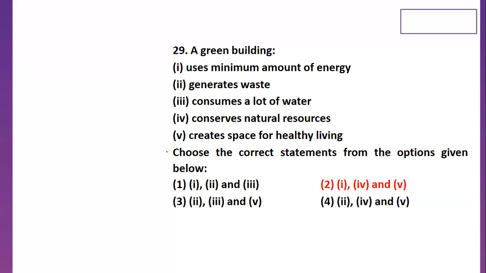And the right answer will be option number 2. That is the one which uses minimum amount of energy, the one which conserves natural resources, that is saves natural resources, and the one which creates space for healthy living. Consuming a lot of water and generating waste, that is 2 and 3, are odd man out. So even if you see, 3 is eliminated and 2 is eliminated. So here the right answer comes as option number 2. But still, as I said, it is better to always cross check the topics very well before you come to the right answer.